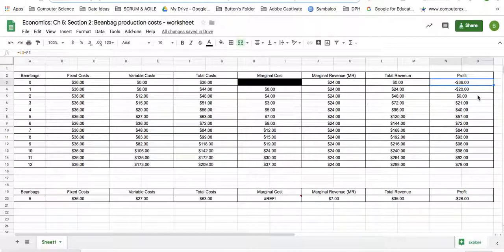Now again, the scenario, we're losing money on both ends, but it's going to make more sense to stay open even though we're losing money, because we're losing less money by making a beanbag for $7 rather than not making any beanbags, and our fixed costs are $36. So again, this is an example of the Chapter 5, Section 2 beanbag production spreadsheet demonstrating how to find your numbers for this example.